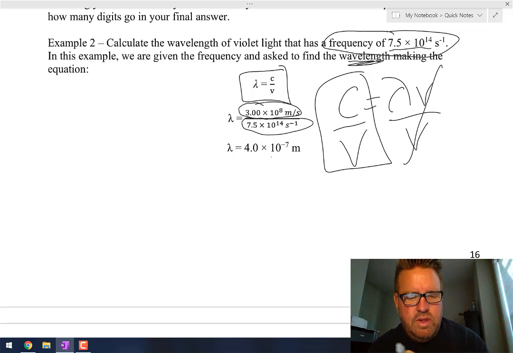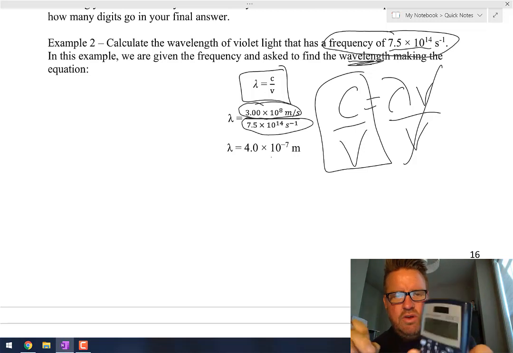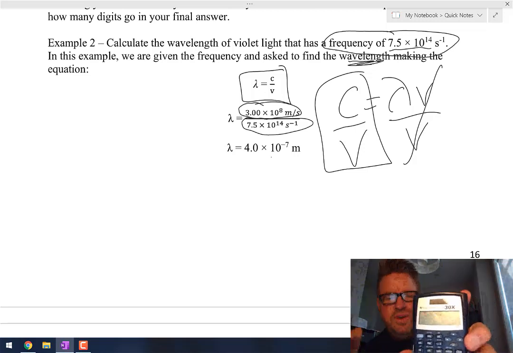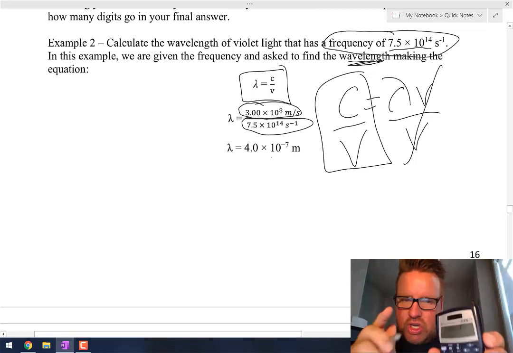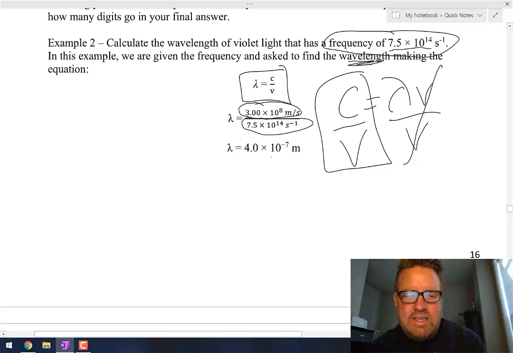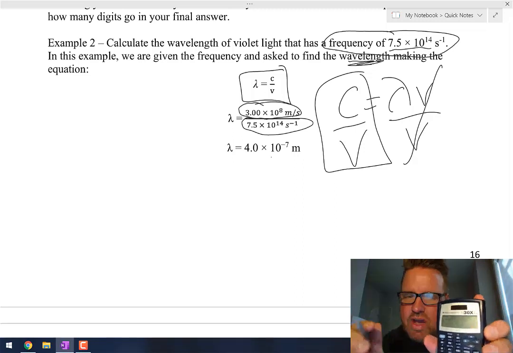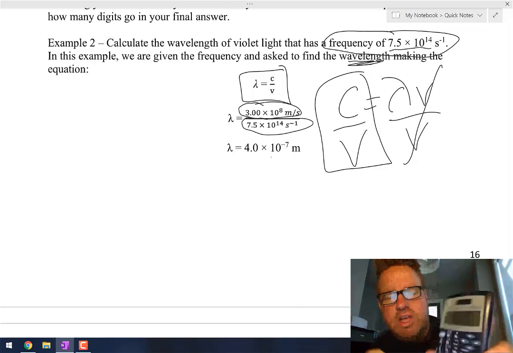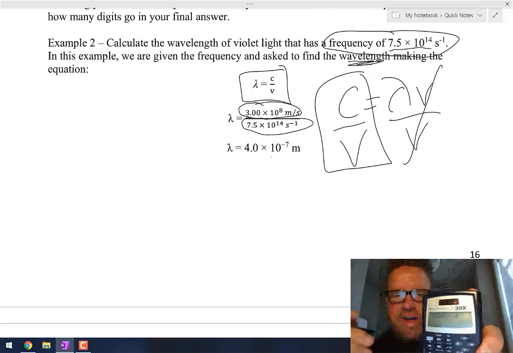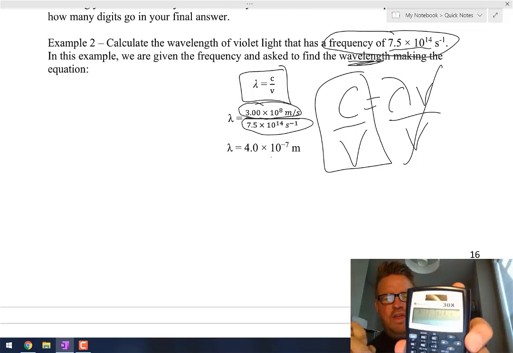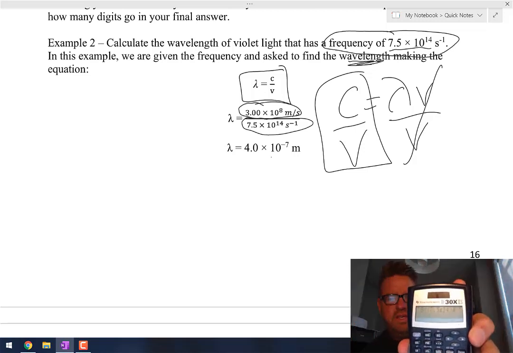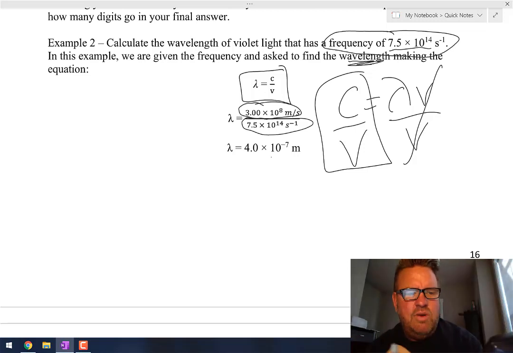So I'm going to go 3.00 times 10 to the 8. So notice on my screen it says 3.00 E8, and then I'm going to divide by, and now here's where you want to be careful. It's a good idea to put that next number in parentheses just in case your calculator does it wrong. So notice I put 3.00 times 10 to the 8th divided by, and then a parenthesis, and now I'm going to go 7.5 to the 14th, and then I close those parentheses, and now I hit equals.